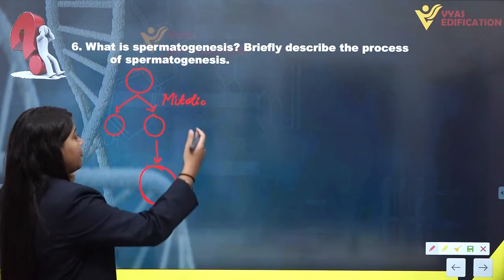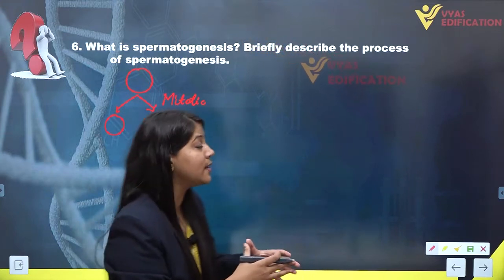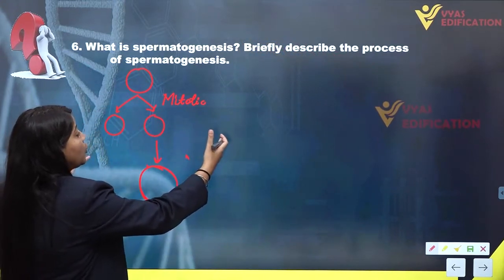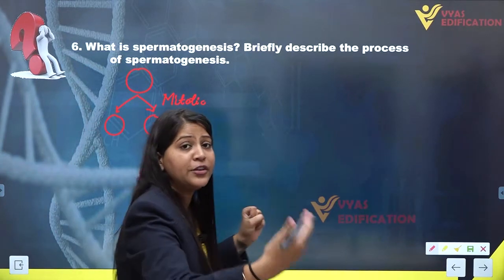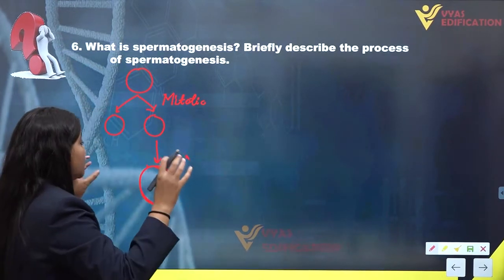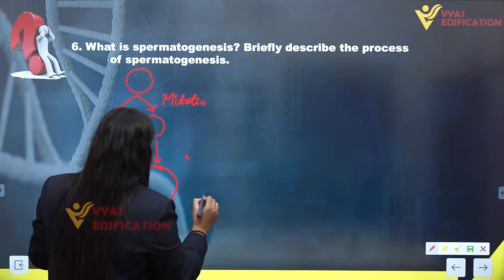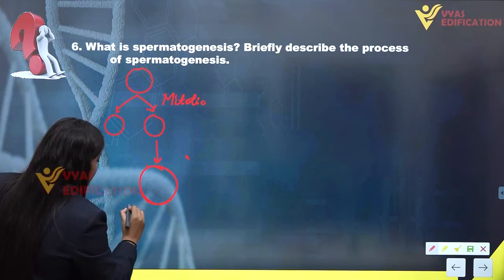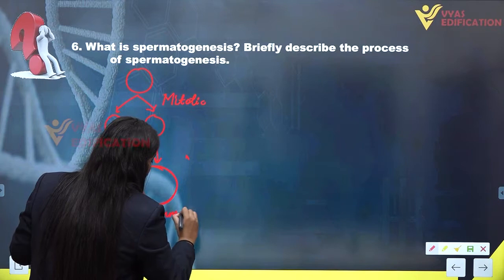See here, spermatogonia undergo mitotic divisions to multiply or to increase in number. After this, when we have a huge number of spermatogonia, among all of them some will grow in size, differentiate and transform into a new cell. That new cell is known as the primary spermatocyte. This is the primary spermatocyte.